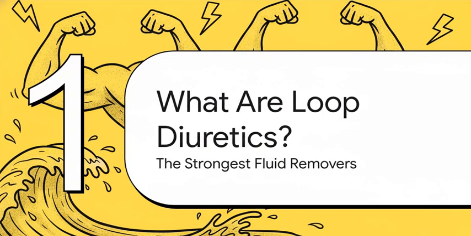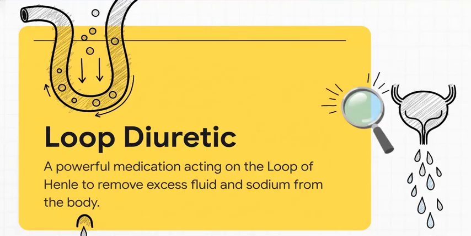So first up, what are these things? Well, to put it simply, when you think loop diuretics, I want you to think powerful. These are the heavy hitters, the strongest diuretics we have in our toolkit for getting rid of a whole lot of excess fluid. Here's the core definition, and the name really tells you everything. It works on the loop, specifically the loop of Henle in the kidney's nephron. Its entire job is to slam the brakes on the body reabsorbing sodium and water, which forces all of that extra fluid out through the urine. We'll get more into that in just a second.